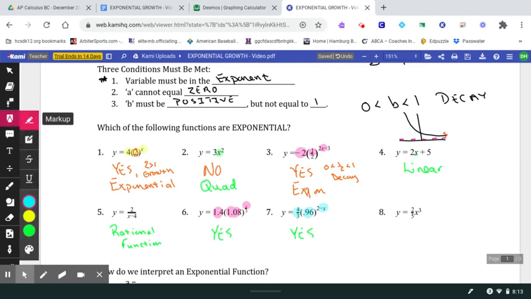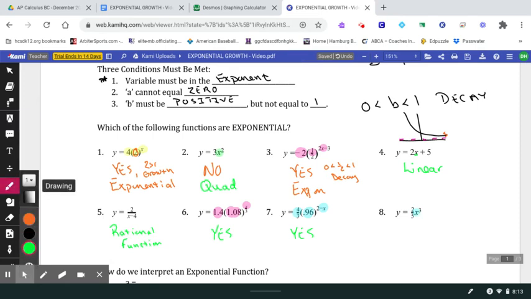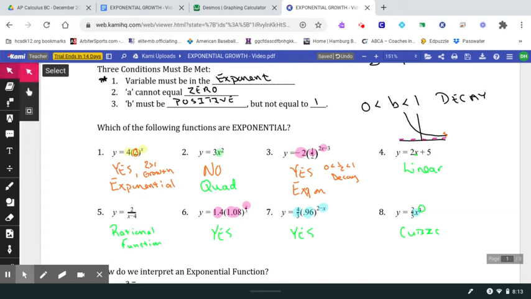And our last one fails right out of the gates. Notice where the variable is. It's not in the exponent, so it's not exponential. This is an example of what we call a cubic function because of the degree there. That's a third degree polynomial.